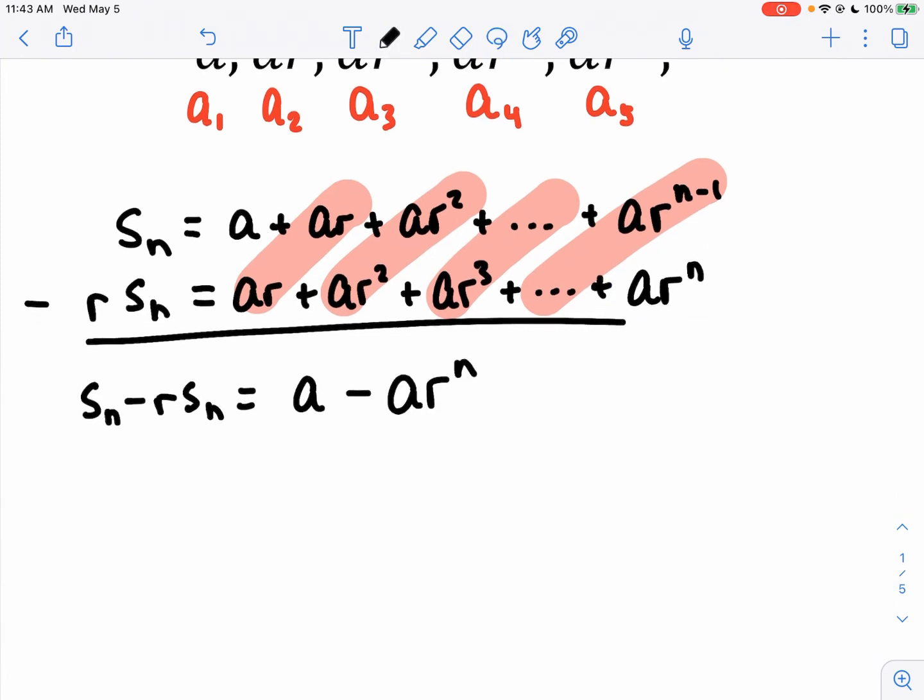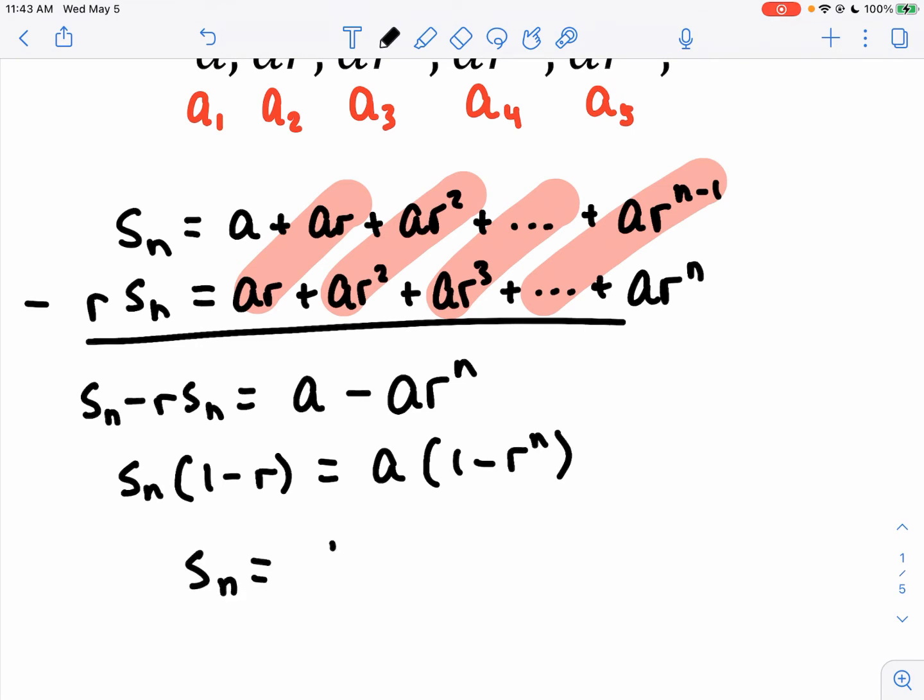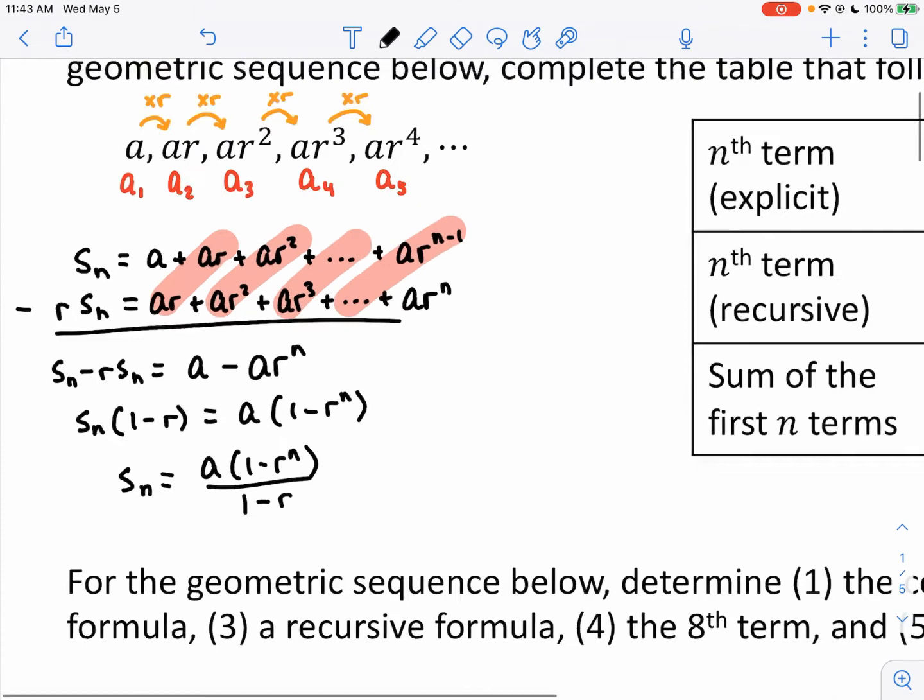Now if I factor out S sub n from the left side of our equation, and I factor out A from the right side of our equation, and then do some division, we can find a formula for S sub n, the sum of the first n terms. And we get A times 1 minus R to the n over 1 minus R. This is the formula we're going to use for the sum of the first n terms of a geometric sequence.